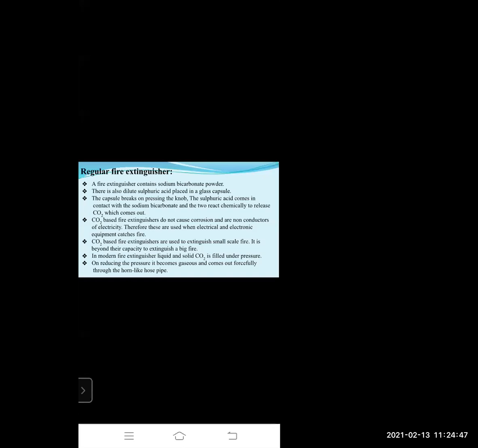CO2-based fire extinguishers do not cause corrosion and are non-conductors of electricity. Means electricity cannot be conducted through this CO2.